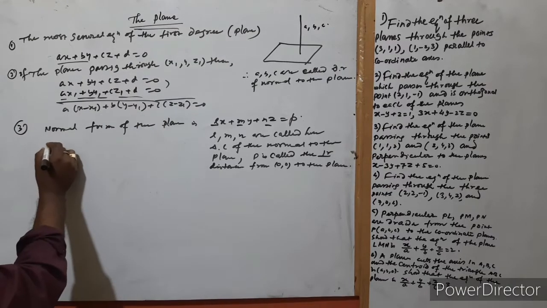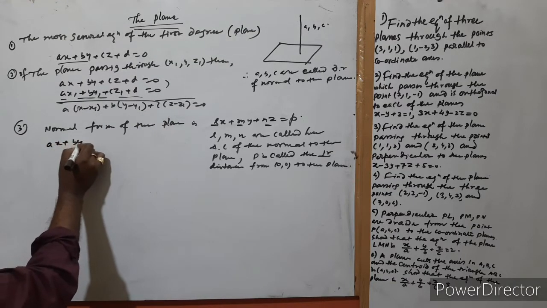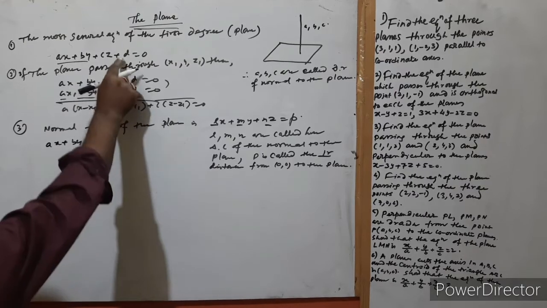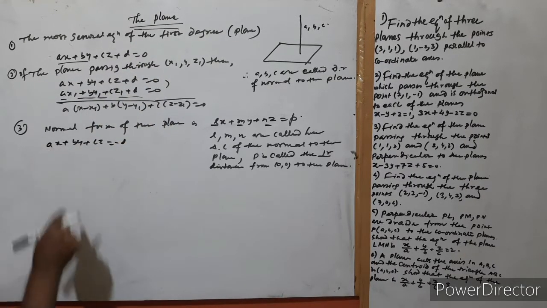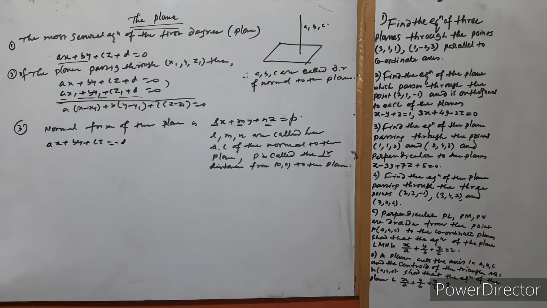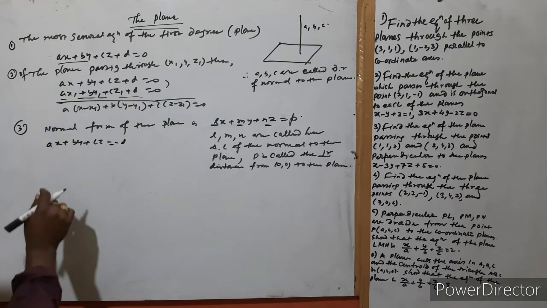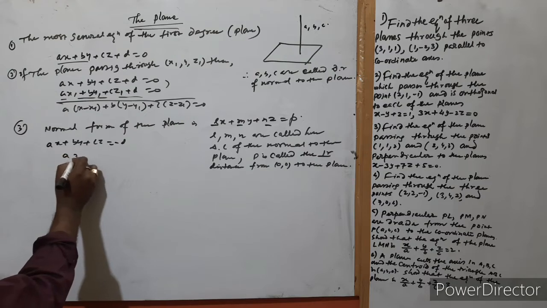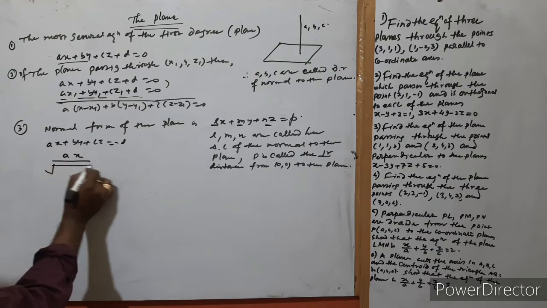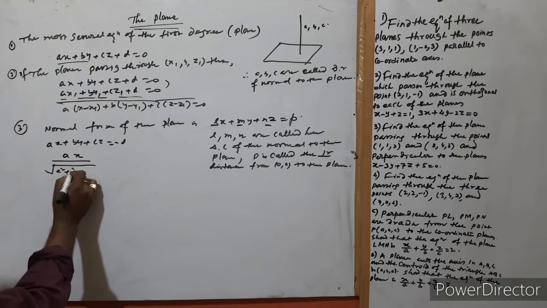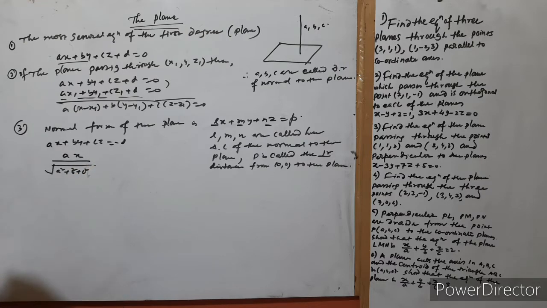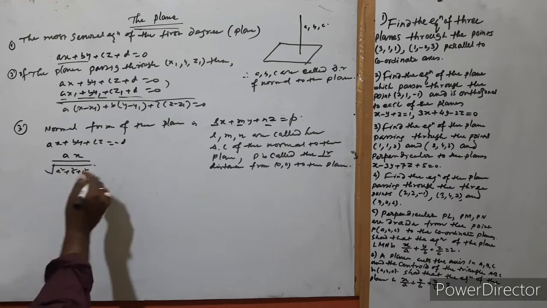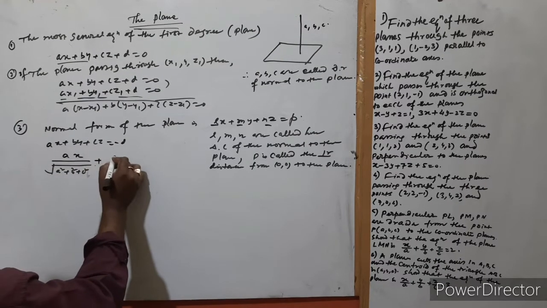Okay, see here, this is ax plus by plus cz, and d is transferred to the right hand side, and we divide by the square root of the sum of the squares of the coefficients, a square, b square, c square. Okay, squaring the coefficients a, b, c and adding them, and dividing by the square root of that, then we get the normal form here.